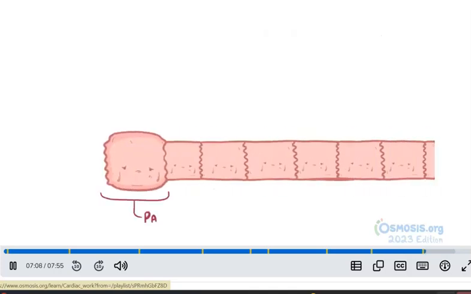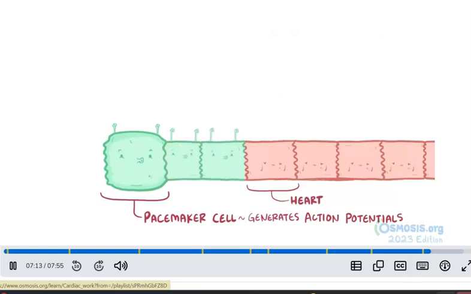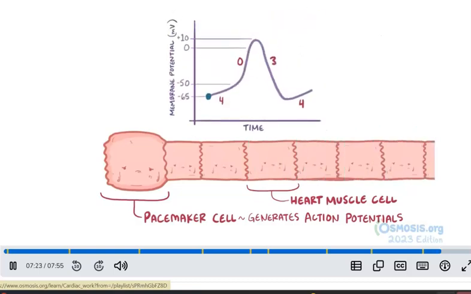Alright, as a quick recap, pacemaker cells generate action potentials automatically. Each action potential spreads through the heart muscle cells in a process called a depolarization wave, and each depolarization wave leads to a single heartbeat. For pacemaker cells, there are 3 phases. Phase 4, which is the slow depolarization phase, phase 0, which is the rapid depolarization phase, and phase 3, which is repolarization.